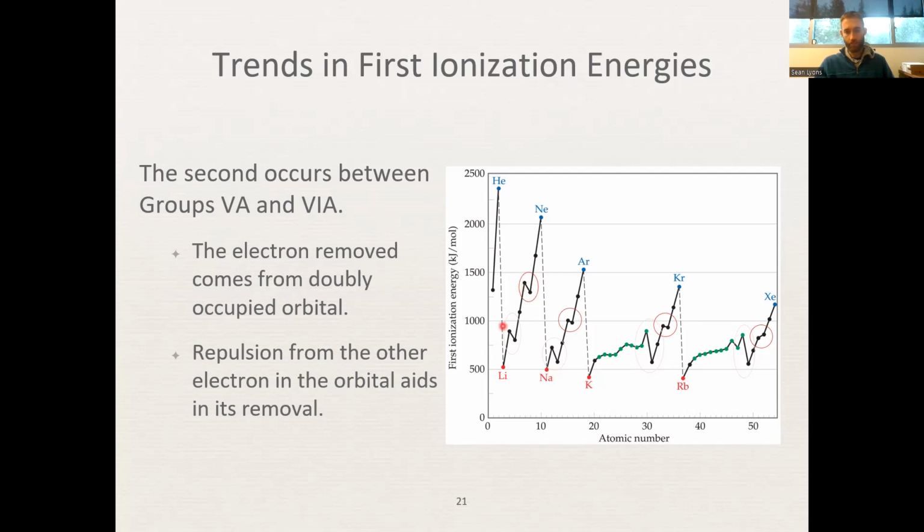So we see discontinuities in the trends as we go from the S block to the P block. And we also see it in the middle of that P block, because now we're starting to doubly occupy those orbitals, which gives us a little bit of the repulsion there.